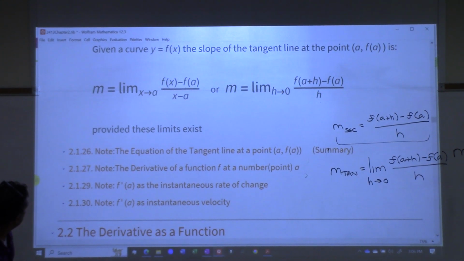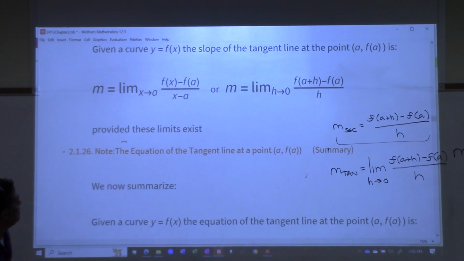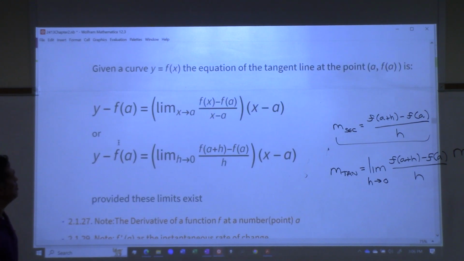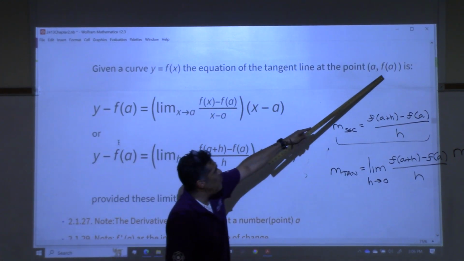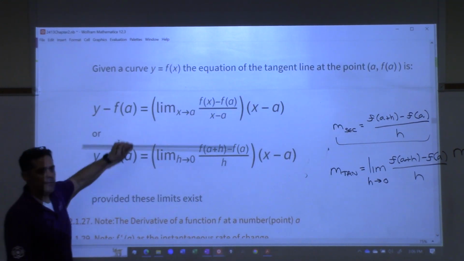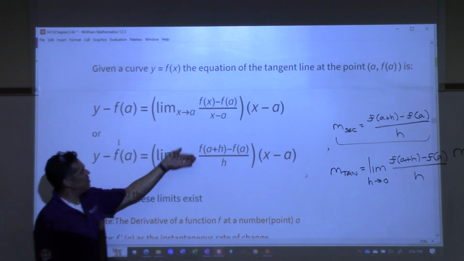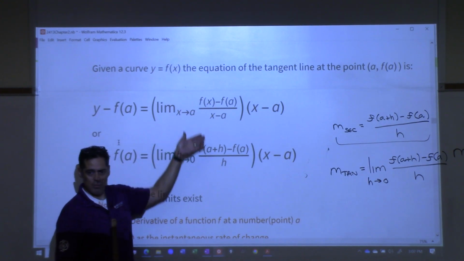And if we extend on that, now if we talk about the equation of the tangent line at that point, then again, you have two different formulas you can use. The only difference between the two is the limit that you use.